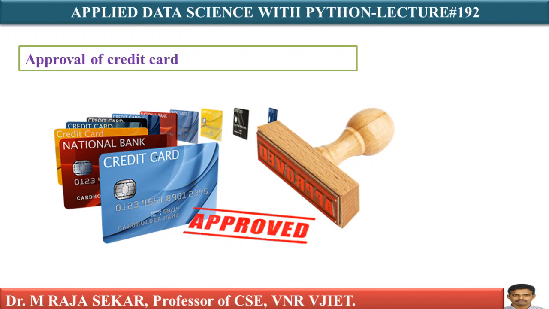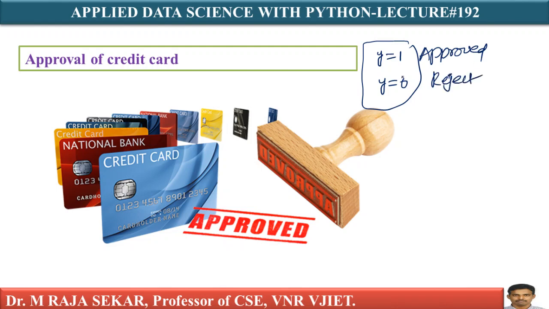The dependent variable can be coded as Y equal to 1. How can I code this? Let me say my dependent variable is Y. It is coded as Y equal to 1 if the bank approves the request for the credit card, and Y equal to 0 if the bank rejects the request for the credit card. The credit card may be approved or may be rejected. If your dependent variable takes these two possible values, I must go for logistic regression. Using logistic regression, we can estimate the probability that the bank will approve the request for a credit card given a particular set of values for the chosen independent variables.